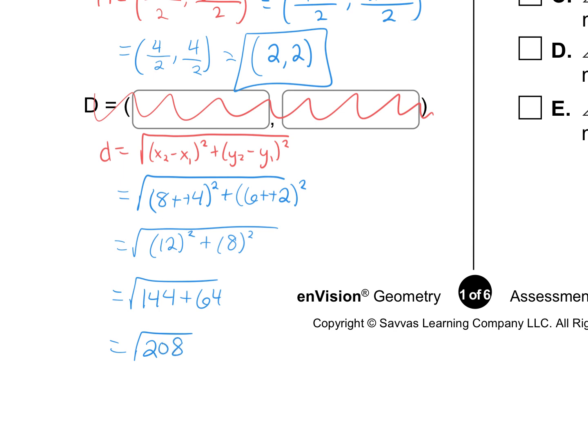If you type this in your calculator, do you get a nice answer? No, so what do we do? Leave it. Okay, a lot of you wrote it as decimals. I prefer you just leaving it in radical form. In Algebra 2, you will learn how to simplify these, but we're not going to go that far in geometry. So if it doesn't come out evenly, just leave it.